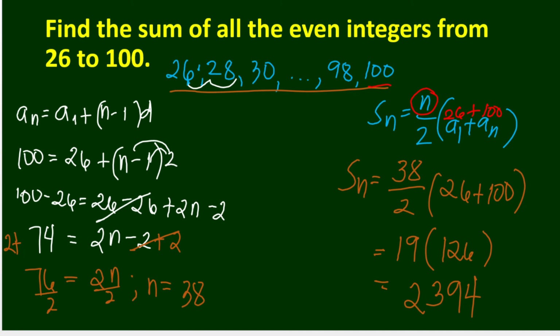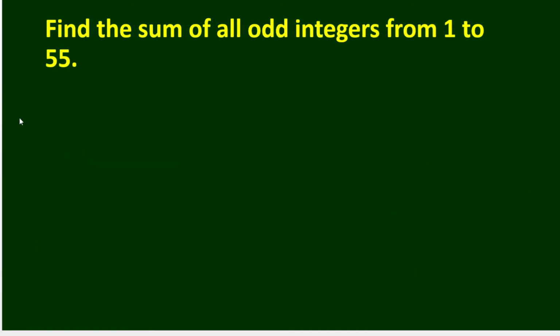Next example, let us have this fourth example. Find the sum of all odd integers from 1 to 55. This is actually the same also dun sa second and third. The difference is odd numbers naman ito. Ito yung mga 1, 3, 5, and so on. So, yung exactly opposite ng even integers.